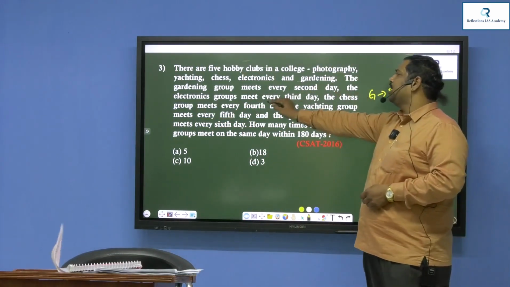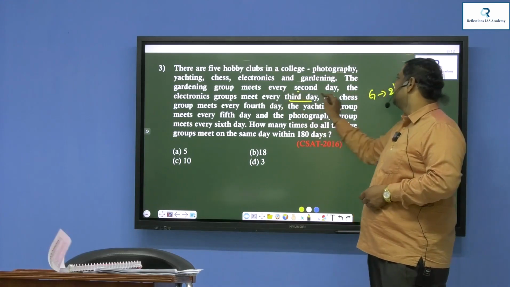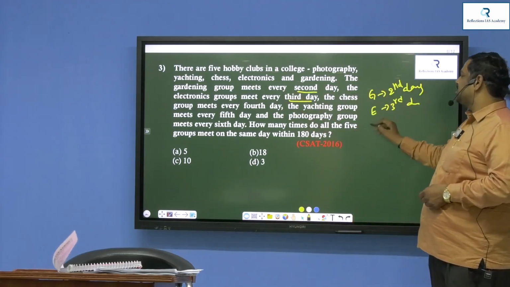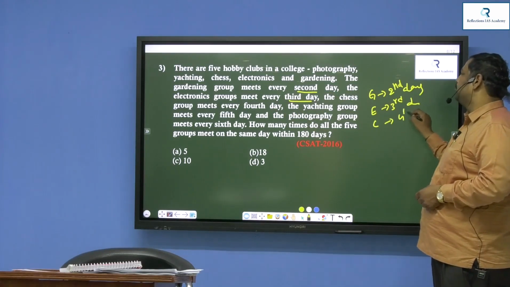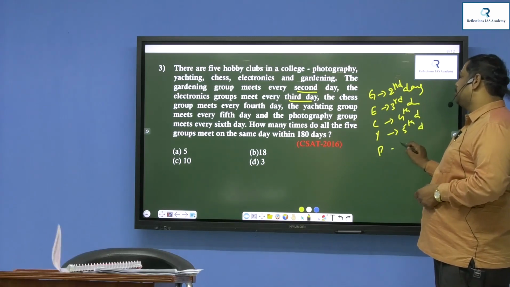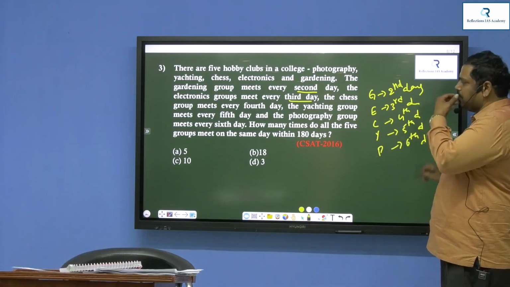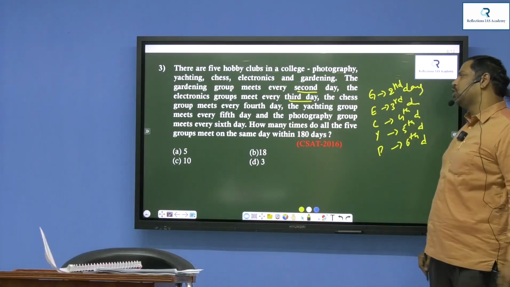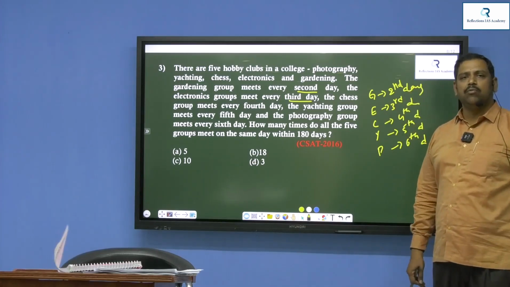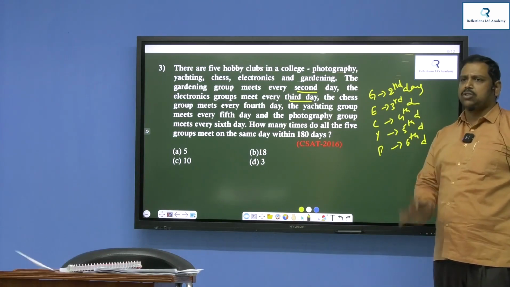The electronics group meets every 3rd day. The chess team meets every 4th day. The hatching team meets every 5th day. And the photography group meets every 6th day. How many times do all 5 groups meet on the same day within 180 days? Do you understand the question?